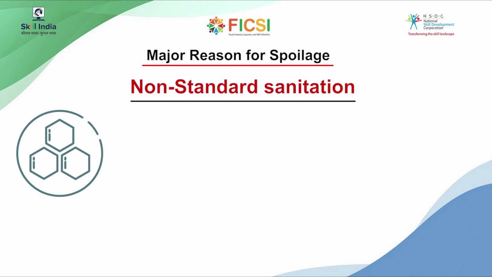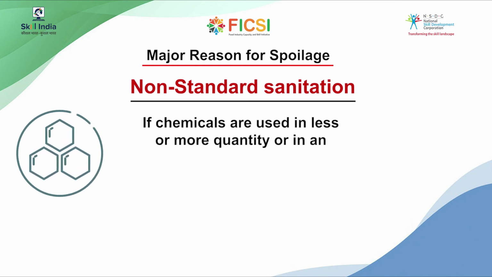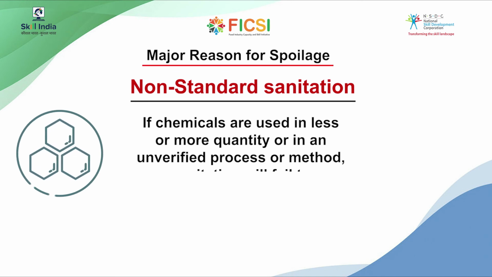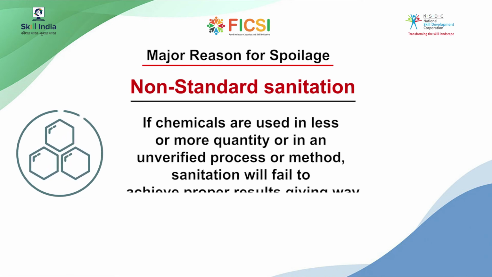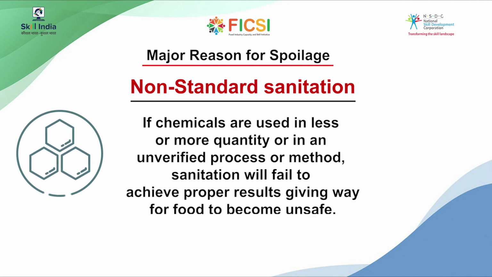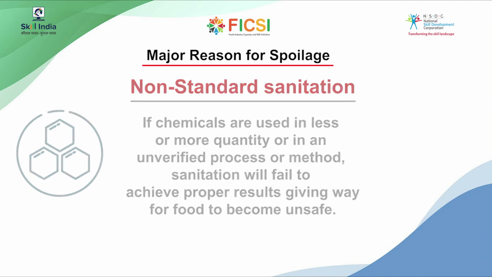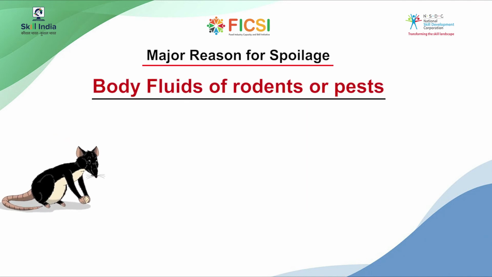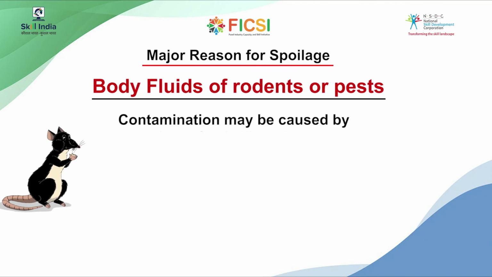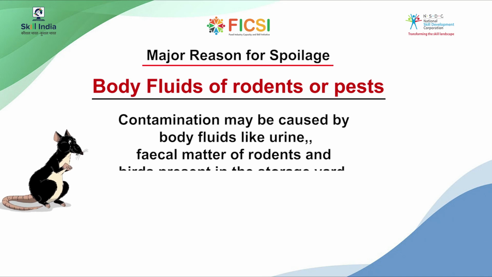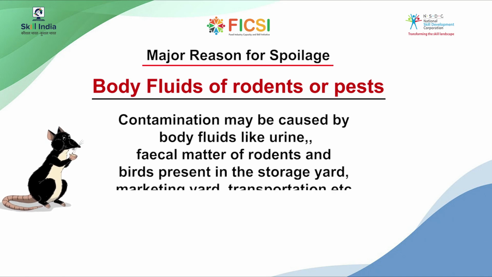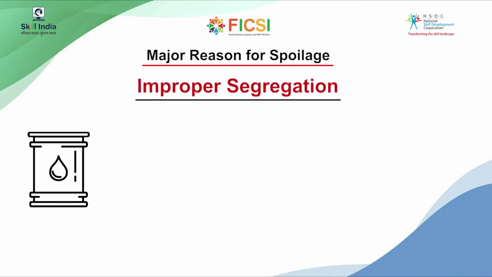Non-standard sanitation. If chemicals are used in less or more quantity or in an unverified process or method, sanitation will fail to achieve proper results, giving way for food to become unsafe. Body fluids of rodents or pests. Contamination may be caused by body fluids like urine, fecal matter of rodents and birds present in the storage yard, marketing yard, transportation, etc. Improper segregation.